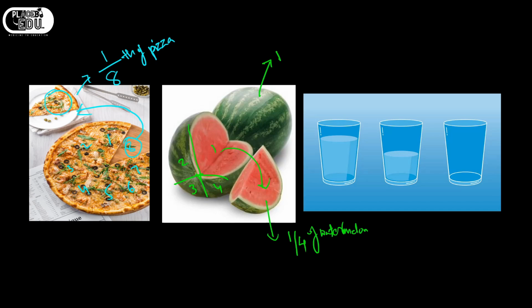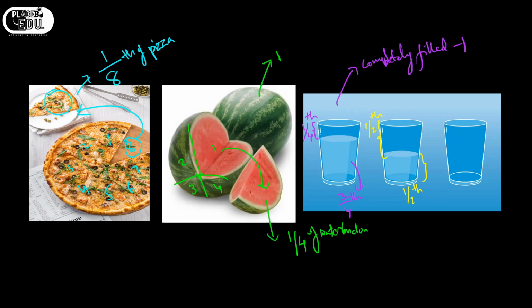And a completely filled glass is considered as 1. So for this one, 1 by 4th of the glass is not filled, or we can say that 3 by 4th of the glass is filled. We can say like that. Or see here, 1 by 2 of the glass is not filled, or 1 by 2 of the glass is filled.